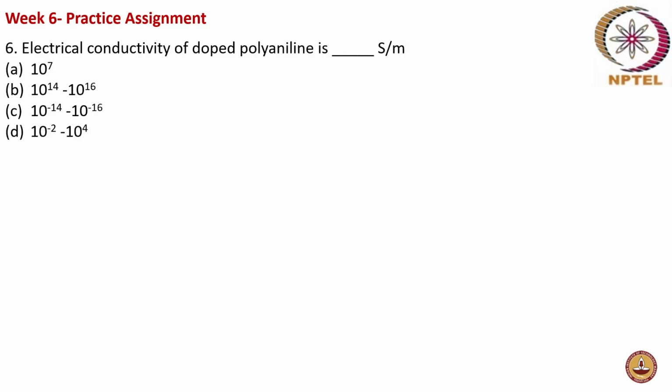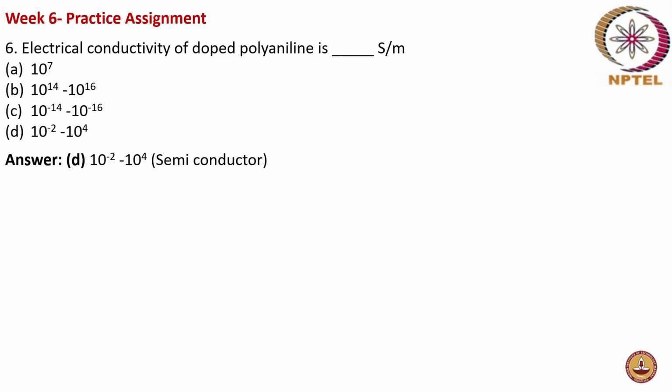Electrical conductivity of a doped polyaniline is dash Siemens per meter. Is it 10 power 7, or 10 power 14 to 10 power 16, or 10 power minus 14 to 10 power minus 16, or 10 power minus 2 to 10 power 4? Among these, in which range would the polyaniline electrical conductivity be? I don't know. Okay, it's actually 10 power minus 2 to 10 power 4.